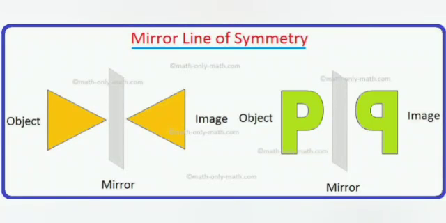Next one, reflection symmetry. We are going to learn about reflection symmetry. Some letters and figures have reflections. When a figure is kept in front of a plane mirror, we get an identical image on the other side, which is flipped or inverted. This is called the reflection of the figure.